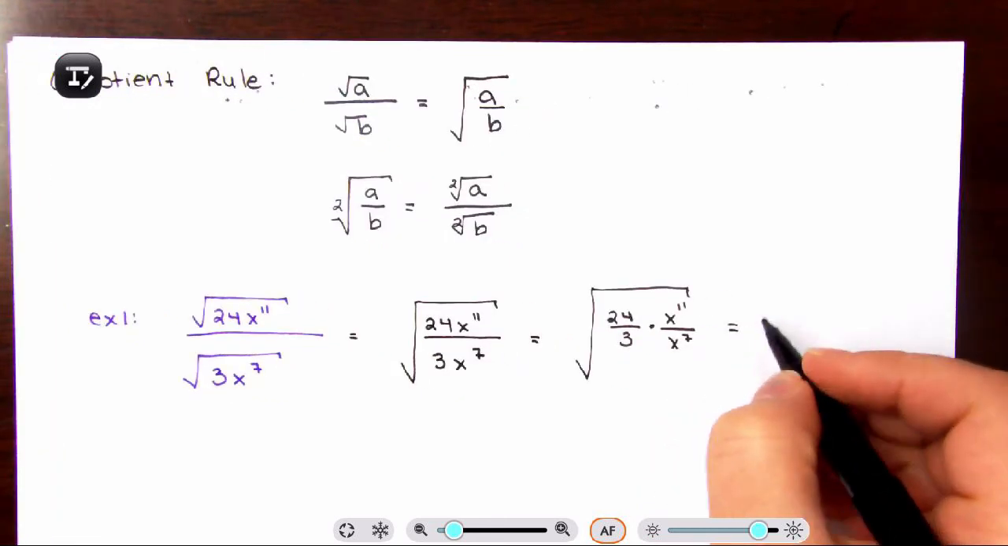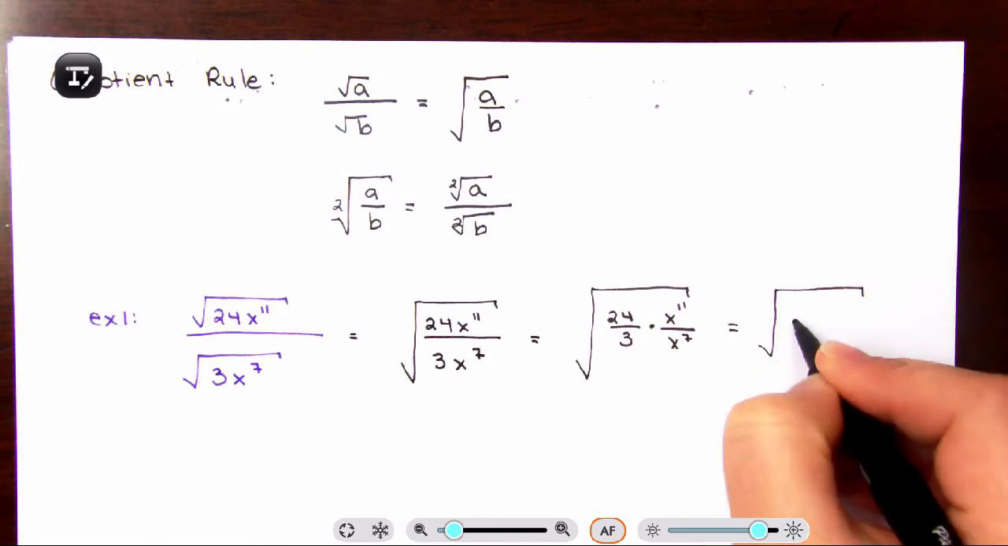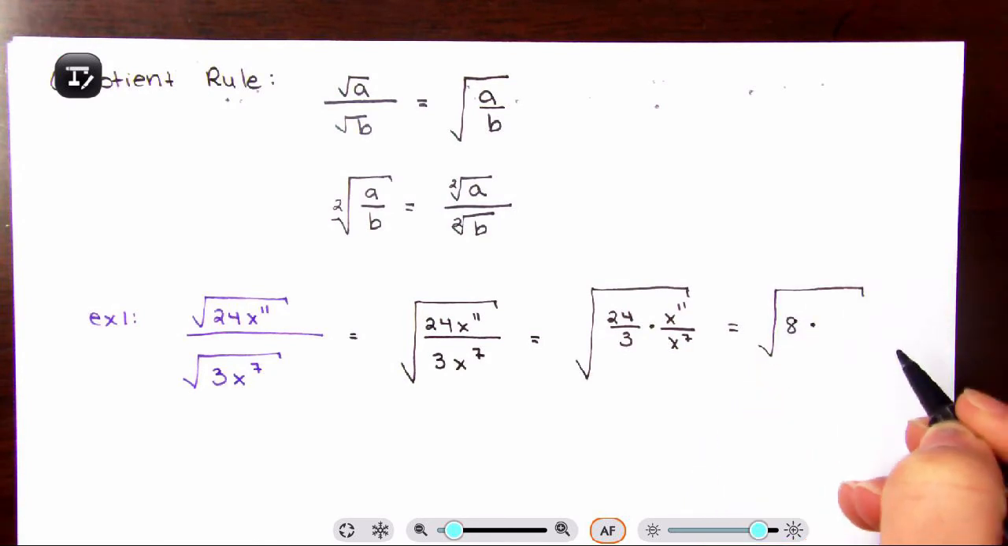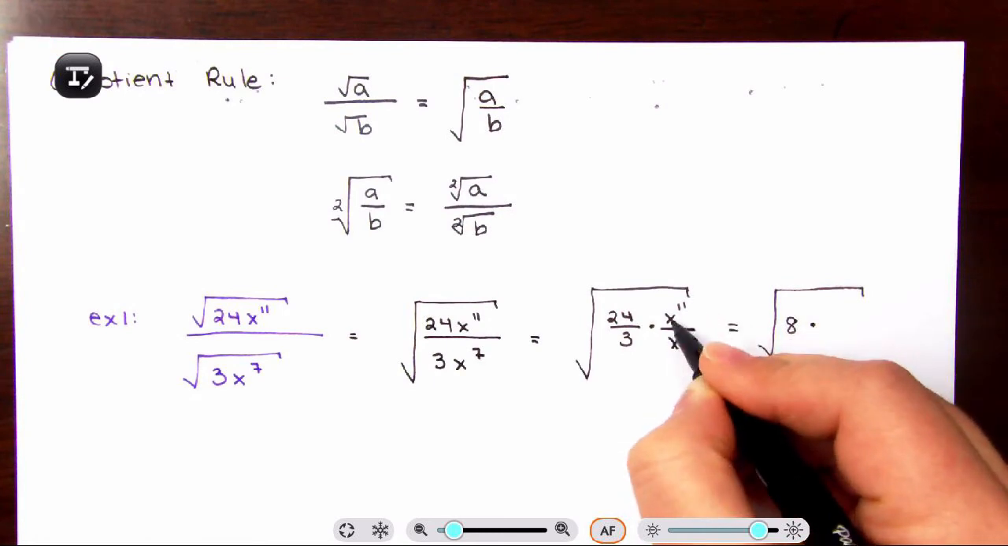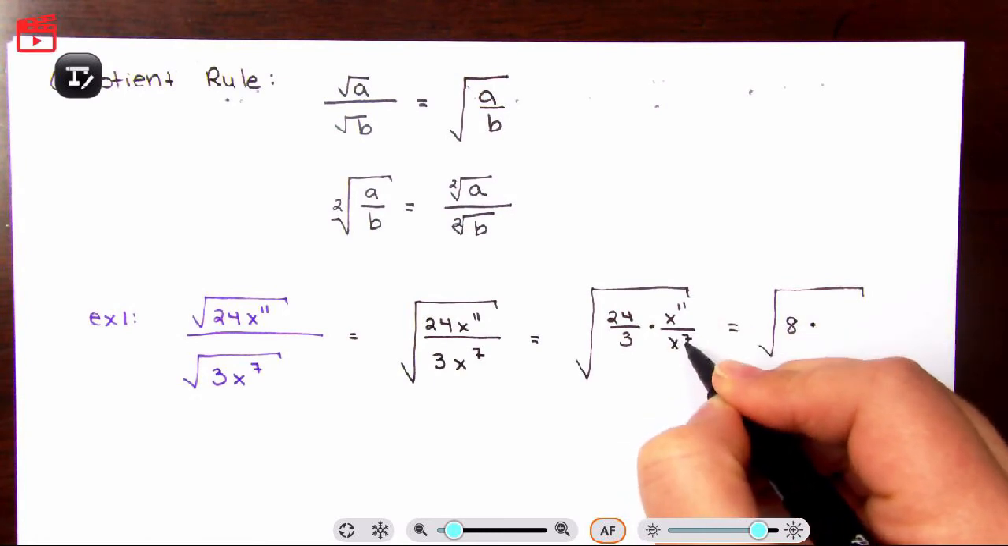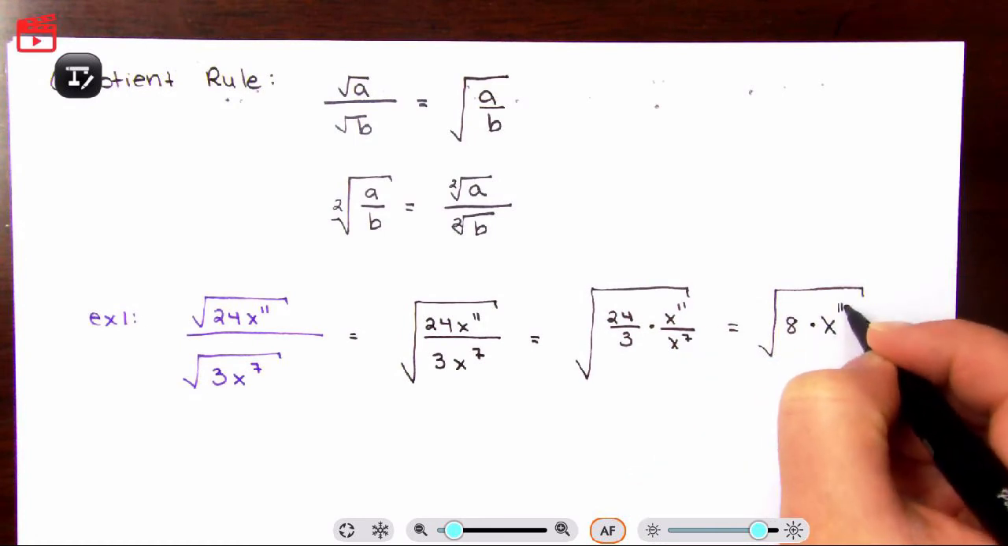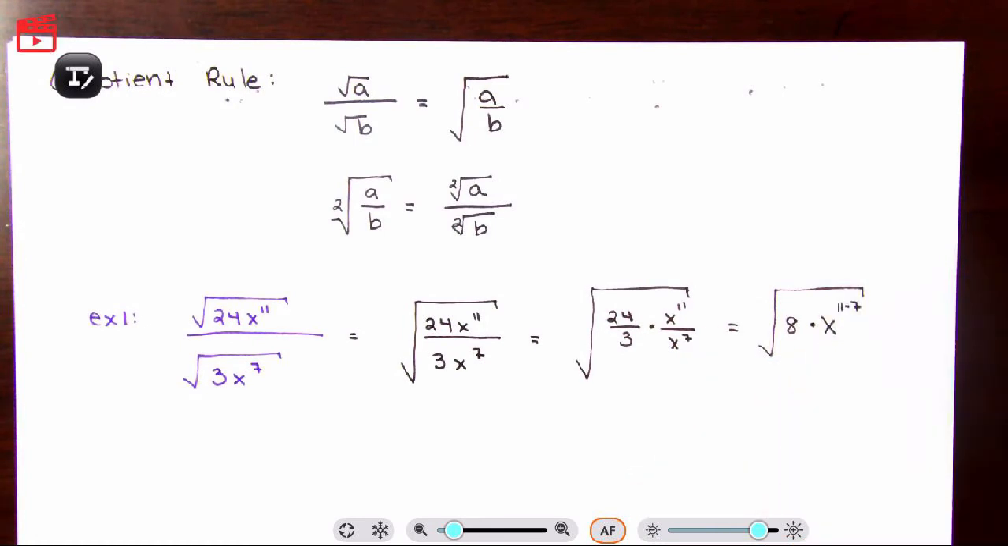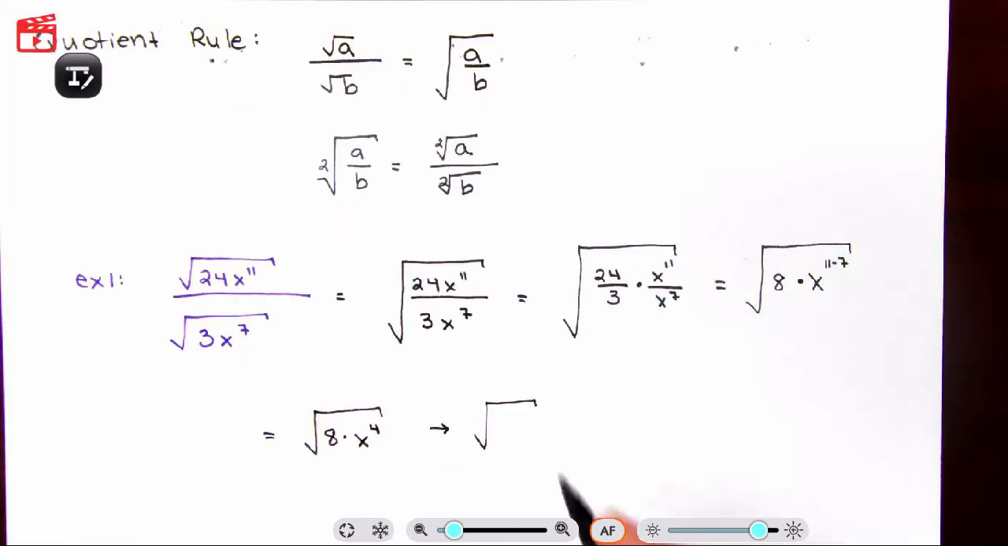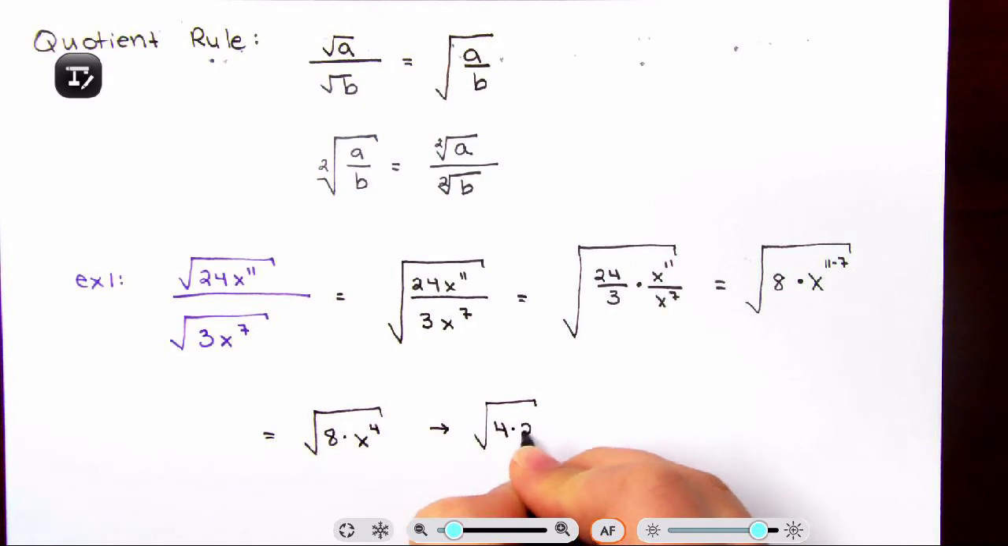I know that 24 divided by 3 is 8. I also know that if I have x to the 11th power divided by x to the 7th power, that means I have x to the 11 minus 7 power because we're using the property of exponents. That means I have the square root of 8 times x to the 4th, which means I'm going to split this up. The task here when simplifying is to keep splitting things up until you can't split them up anymore. Here I can do 4 times 2.